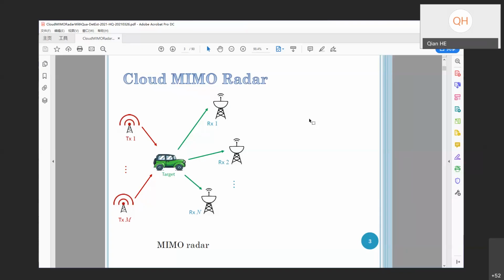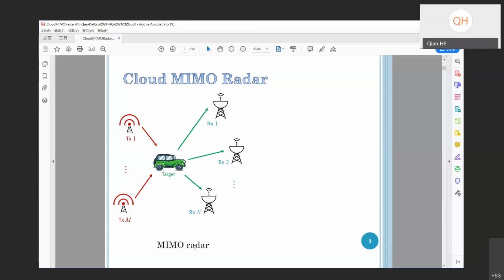Radar problem. I'm not sure whether you are familiar with radar, but basically you send some information to the environment, and if there's a target, the transmitted signal will be bounced off, and part of the reflected signals will be received by the receiver, right? So TX means transmitter, RX means receiver. So this is what a radar does.